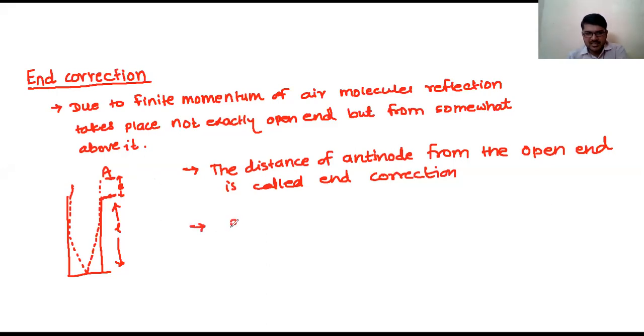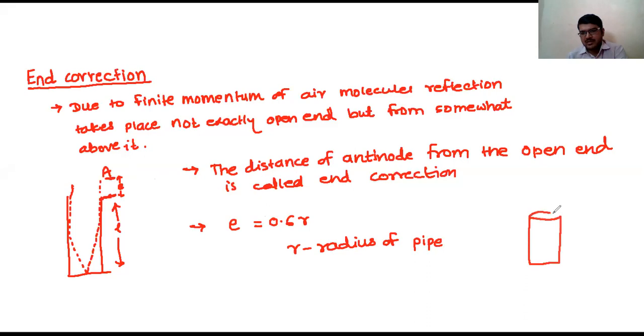And this end correction is given by 0.6 into the radius of the pipe, where r is the radius of the pipe. Radius of the pipe means, if suppose this is a pipe and this is the center, this distance is called the radius of the pipe, the open end radius. So e is equal to 0.6 r. That is called end correction. The formula is e equals 0.6 into the radius of that pipe.